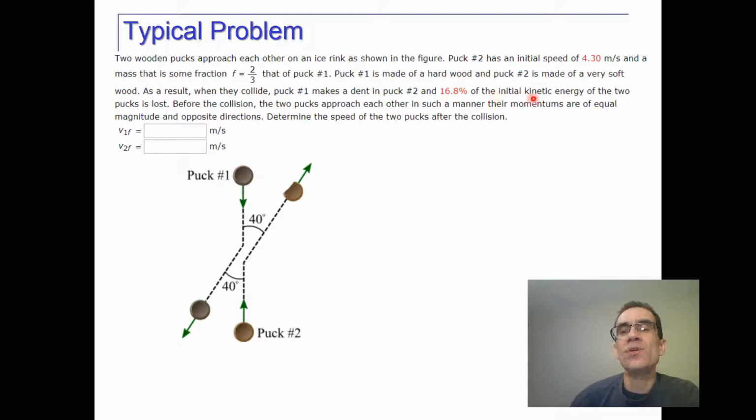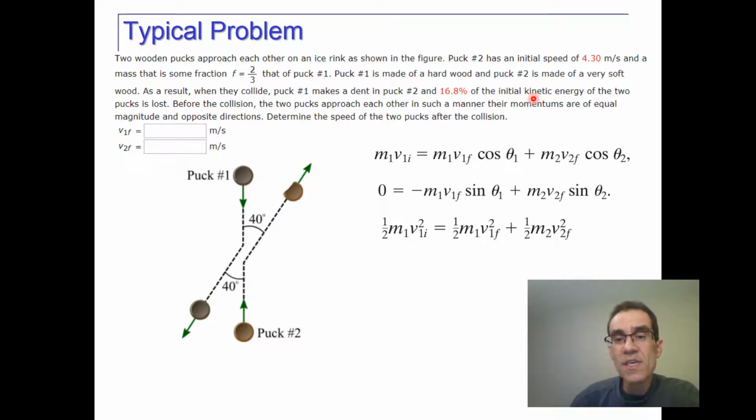16.8% of the initial kinetic energy of the pucks is lost. So look at that. You can still use these two equations because linear momentum is going to be conserved, because the system is isolated. But this one you cannot use, because the kinetic energy initially is going to be different than the kinetic energy at the end.